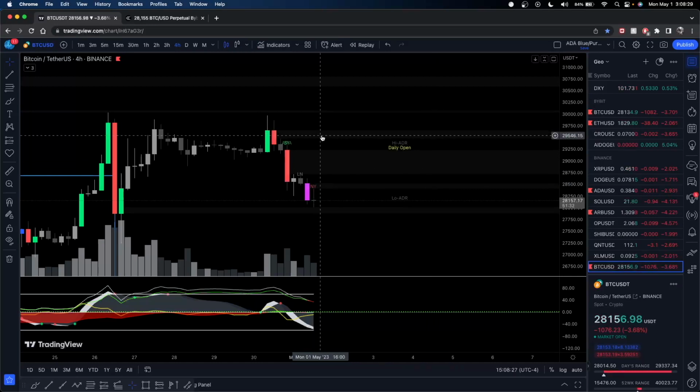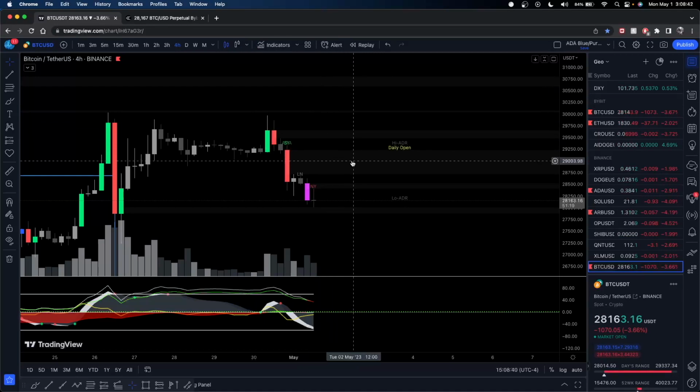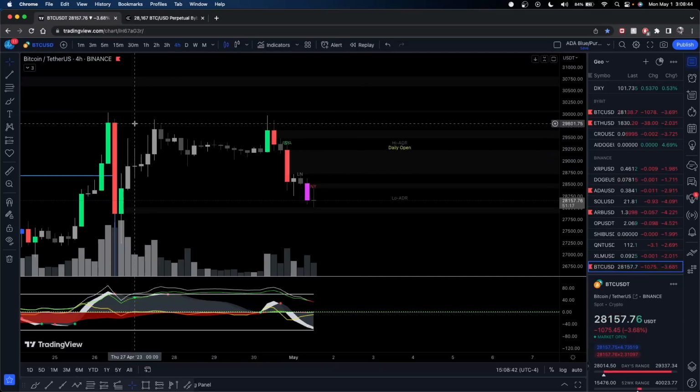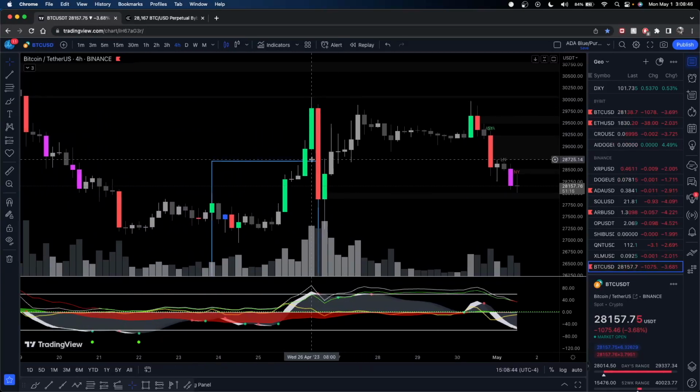So let's talk vectors. First of all, what is a vector candle? A vector candle is a candle that has more than average tick volume. Well, what is tick volume? Tick volume is the number of transactions within a given candle.